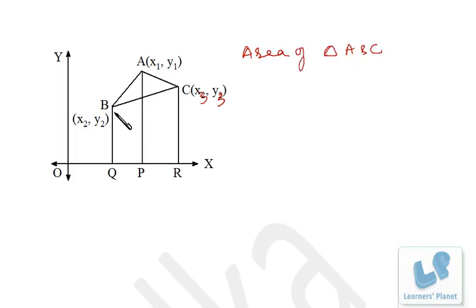First of all, what we do, we drop a perpendicular from A, B and C on the x-axis. So we have the 3 points Q, P and R. Now we have to find out the area of triangle ABC. How can we do that?